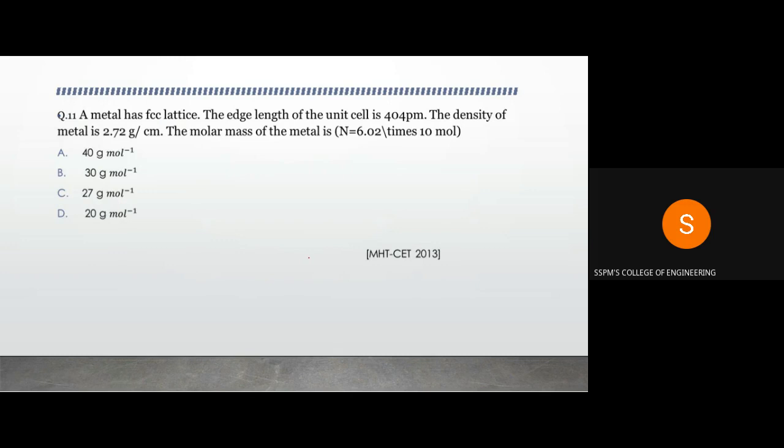Next question. A metal has FCC lattice. The edge length of the unit cell is 404 picometer. The density of the metal is 2.72 gram per centimeter cube. The molecular mass of the metal is? Avogadro number N is equal to 6.02 times 10 to the power 23 per mole. This question was asked in MHT CET 2013.